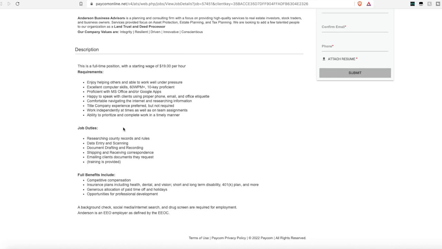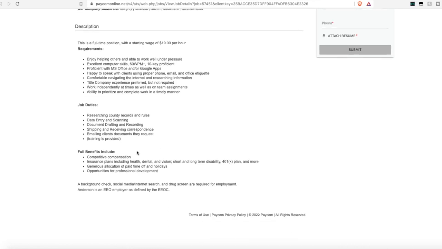Now, they do not require any kind of college degree for this position. They are looking for someone who enjoys helping others and works well under pressure, someone who has great computer skills and can type at least 60 words per minute, someone who has experience in Microsoft Office Suite or the corresponding Google Apps, someone who is comfortable navigating the internet and researching information. They would like someone who has title company experience, but that is not required. You do need to be able to work independently at times since you are working from home.